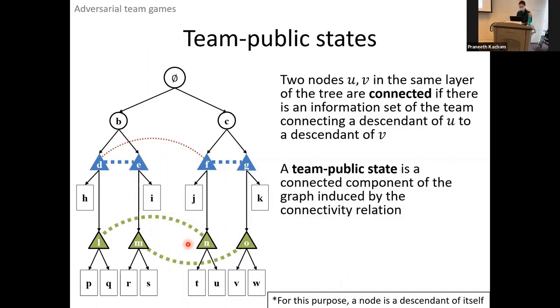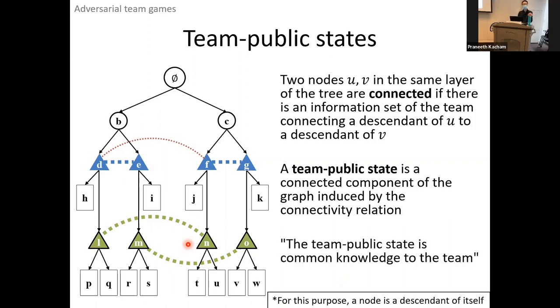So intuitively, what is a team public state? A team public state encodes knowledge that is common to the team. Once we arrive at a team public state, everybody on the team knows it.